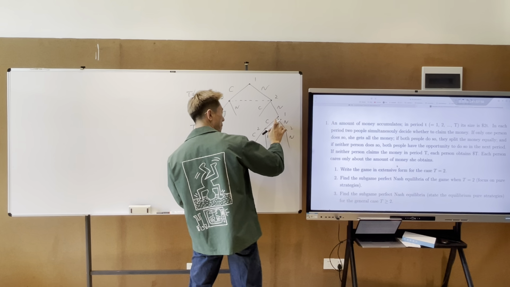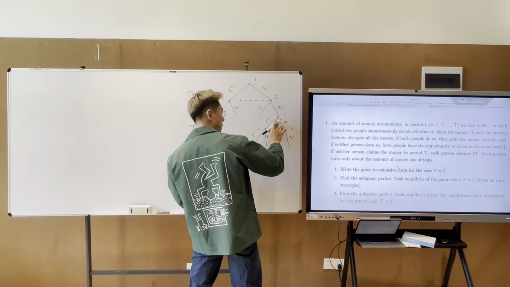And here we also need to write the payoffs in period 1. In period 1, the total amount of money is 2, right? It is 2 times 1, so this is 2. If both of them choose to claim, then they will get 1 and 1. If player 1 claims and player 2 does not claim, player 1 gets 2 and player 2 gets 0. If player 1 does not claim but player 2 claims, then player 1 gets nothing and player 2 gets 2. So this is the game tree.